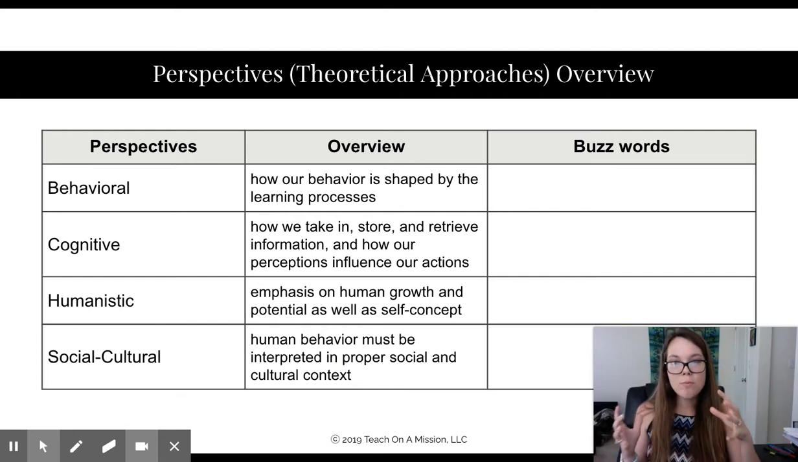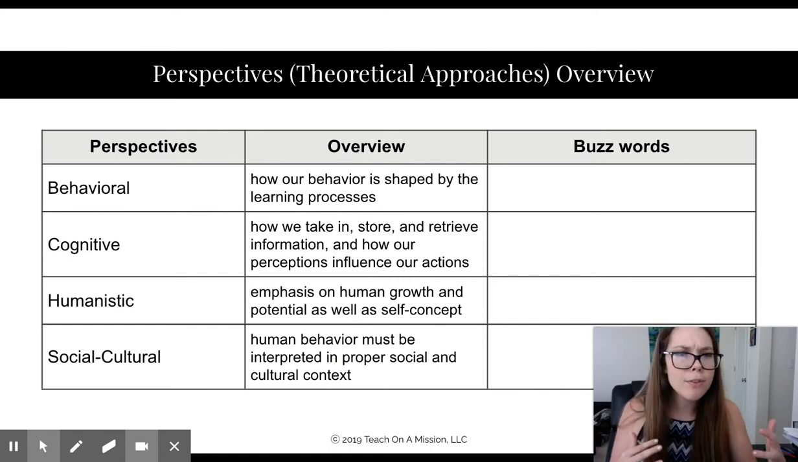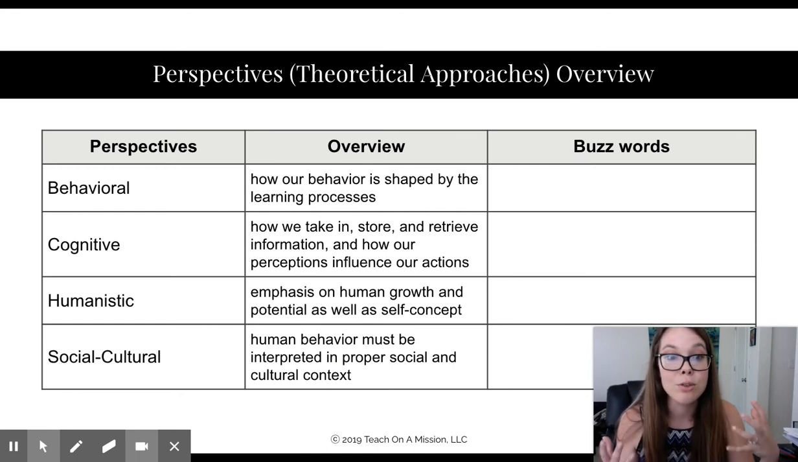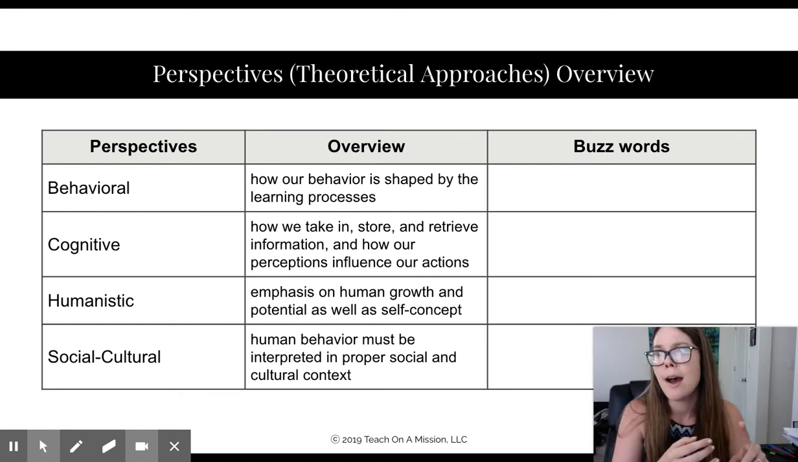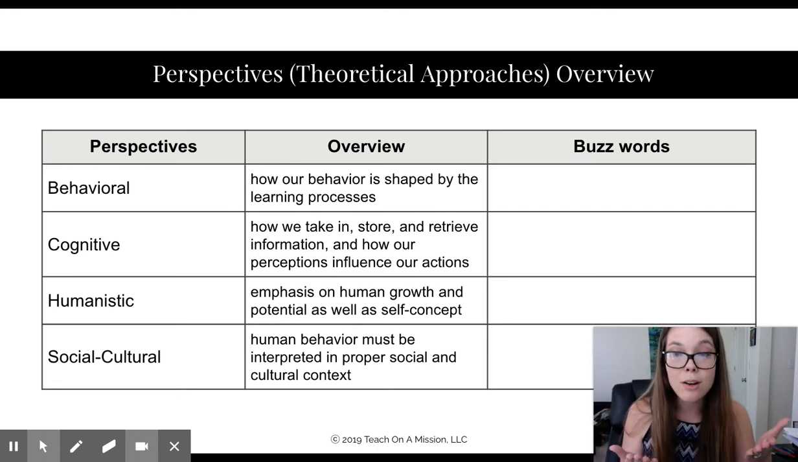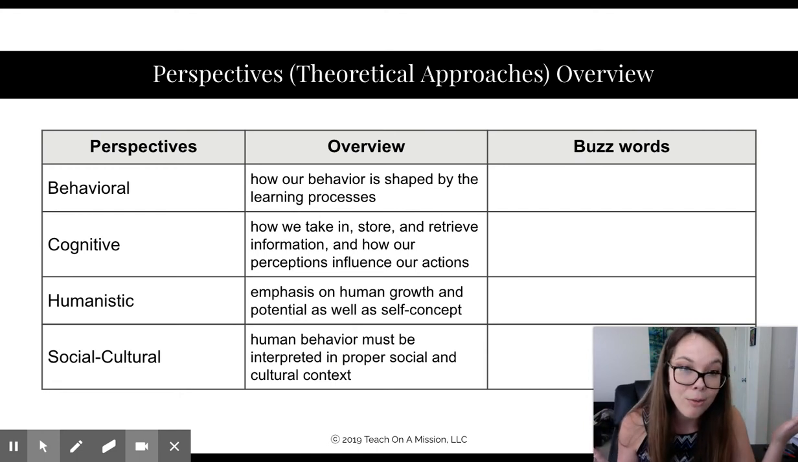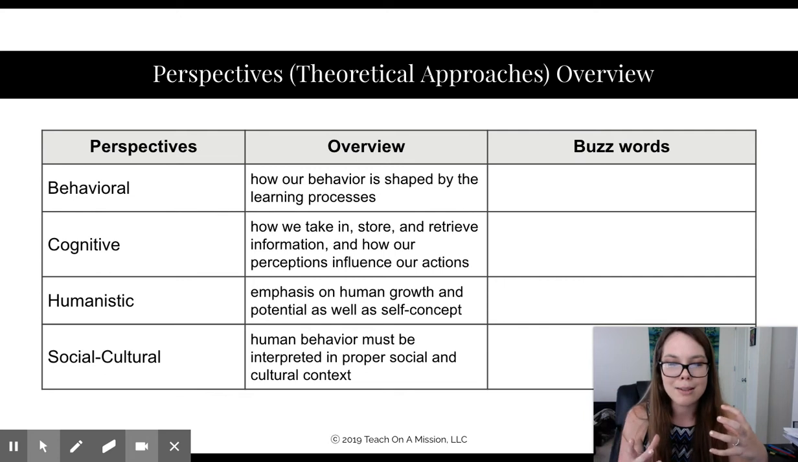But the humanistic perspective is looking at where our self-confidence and self-esteem are at, and do we have all of our levels of need, with Maslow's hierarchy of needs, to survive? Do we have food? Do we have water? How do we expect students to want to learn if they don't have a place with electricity right now, right? So it's very along those lines.